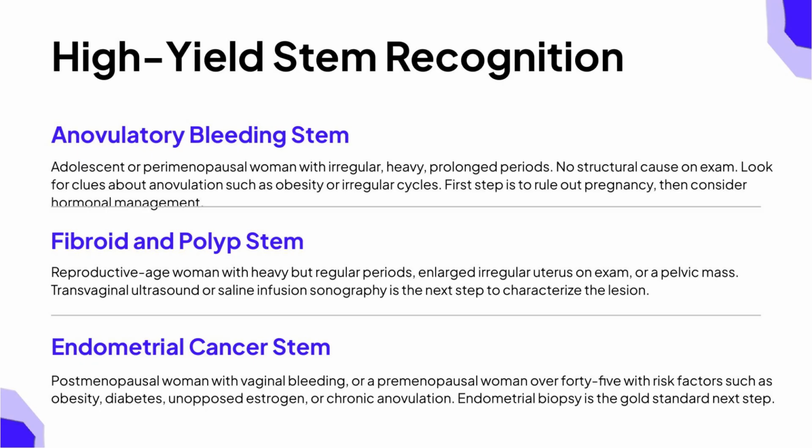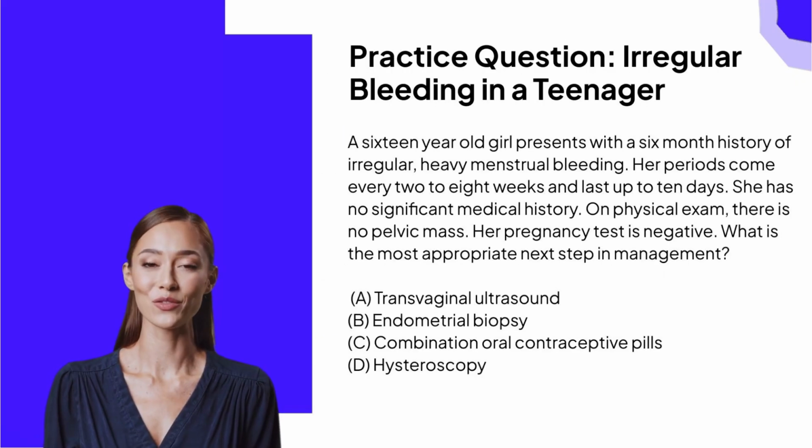The endometrial cancer stem is any postmenopausal woman with bleeding, or a premenopausal woman over 45 with risk factors like obesity or unopposed estrogen. The next step is endometrial biopsy. Recognize these three patterns and you will answer most abnormal uterine bleeding questions correctly. Here is our first practice question.